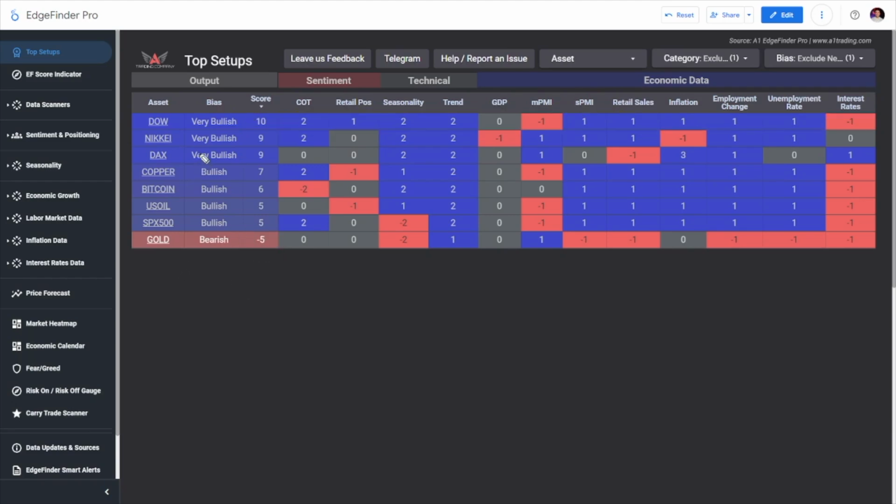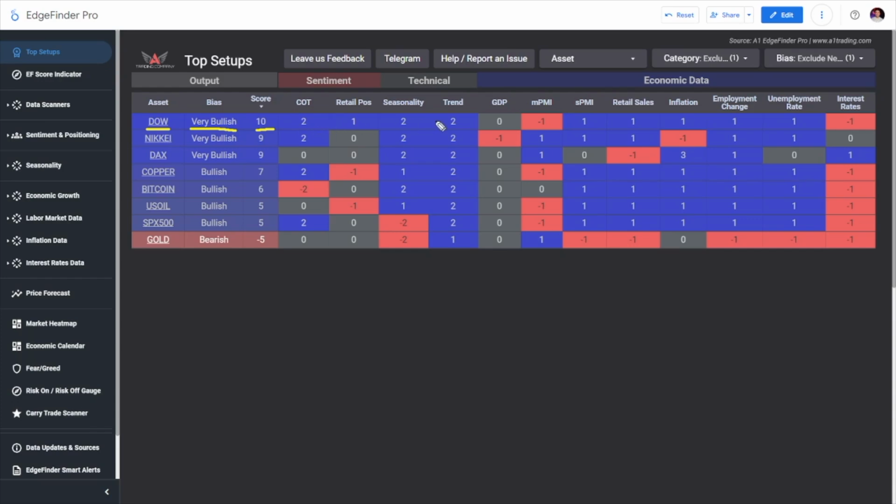So back to how I would use this on my daily analysis, let's just say that I'm looking at the Dow Jones and I see that we have a bias of very bullish. With a +10 score, that means that many of our different contributing tools here are indicating a potential continuation to the upside for the Dow Jones. Now, that does not guarantee that anything is going to do anything, right? The markets are a difficult thing to predict.